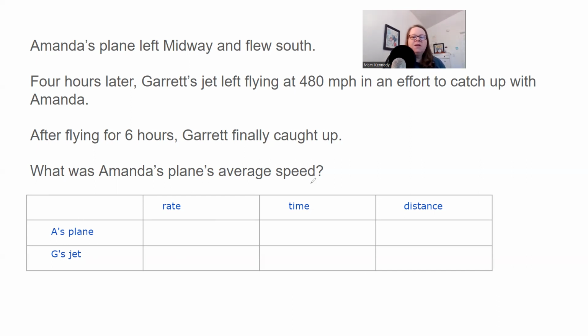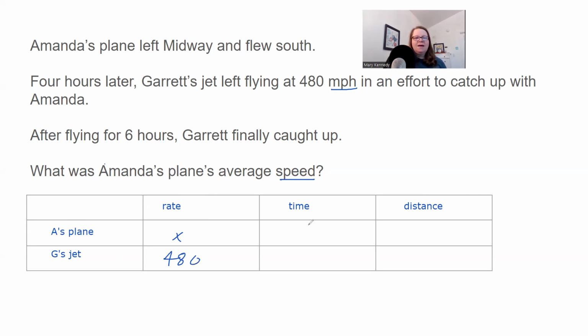Anytime you see speed or miles per hour, those are rates. So you know that's going to go there. If it's asking what's Amanda's speed for her plane, then that must be what we're trying to figure out. That's going to be X. Garrett's going 480, so we'll put that in under rate next to Garrett's name.